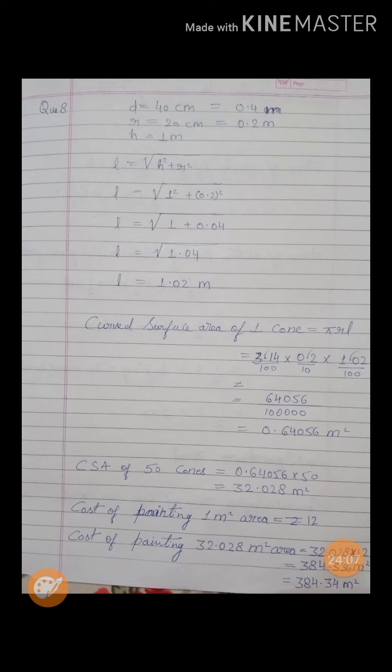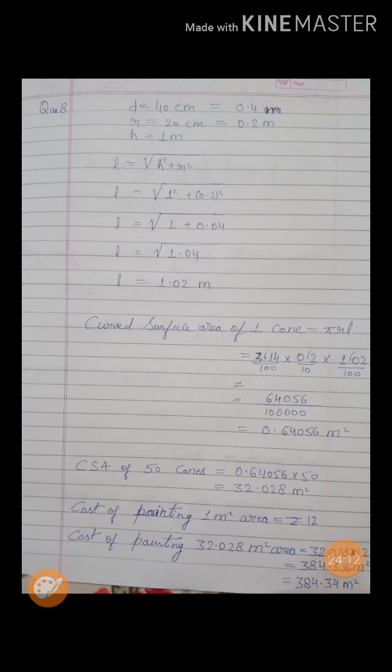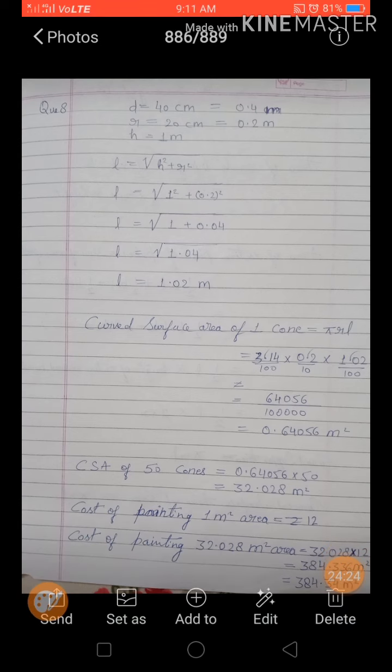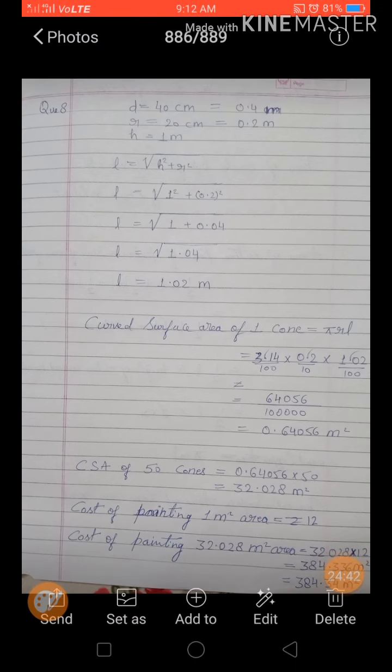Now come here, there is a bus stop, it is barricaded. Barricaded means it is closed by some cones you have seen on the road. Sometimes some big cones are there to block the way. So these kinds of cones are there whose diameter is given as 40 centimeter. We are converting it into meter because the rate is given as 12 rupees per meter square. Rate of painting is given, that's why we are finding in meter.